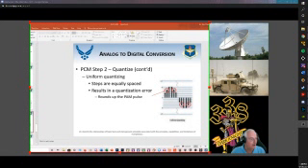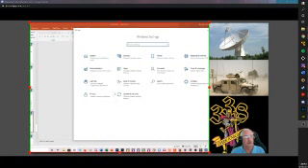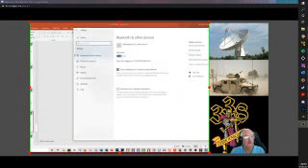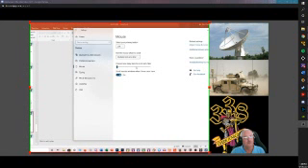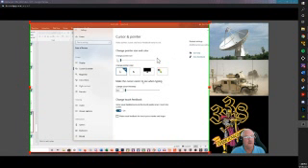Now, let me go to my settings. I want to make my mouse just a tad bit bigger. I just discovered this too. Mouse, cursor size. There you go. It's a tad bit too big.